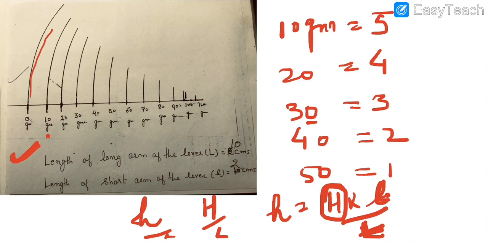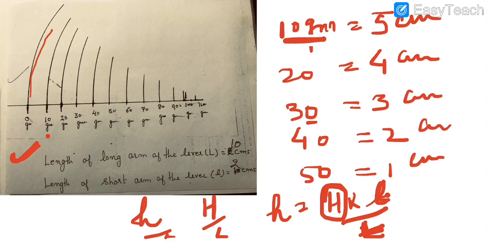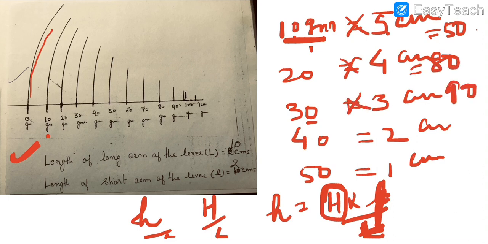So just imagine, for the 10 gram weight, this height comes out to be 5 centimeter. For the 20, it is 4 centimeter. For 30, it is 3 centimeter. We are just taking the example, and l by L, just imagine it is 1. So the work done for 10 gram will be 10 into 5, it will be 50 gram centimeter. For 20 gram, it is 80. For 30 gram, it's coming out to be 90. For 40, it's coming out to be 80.